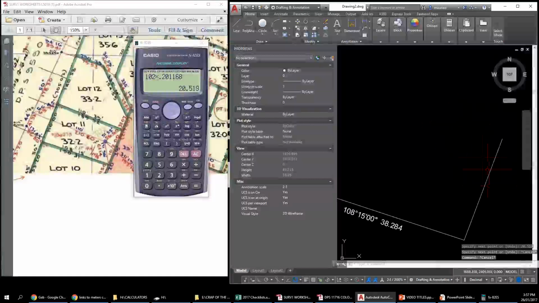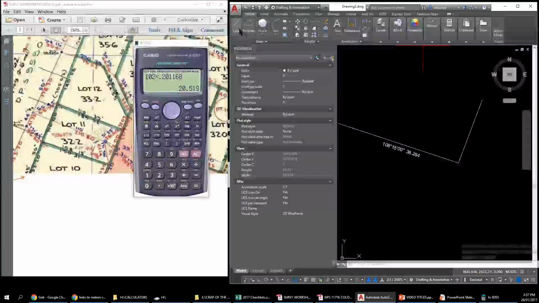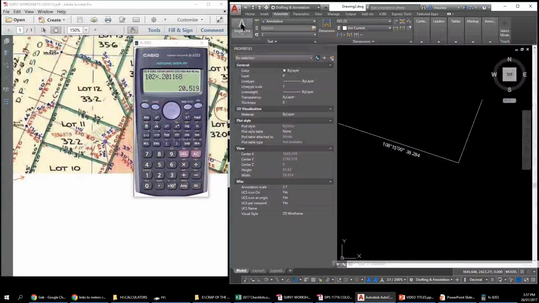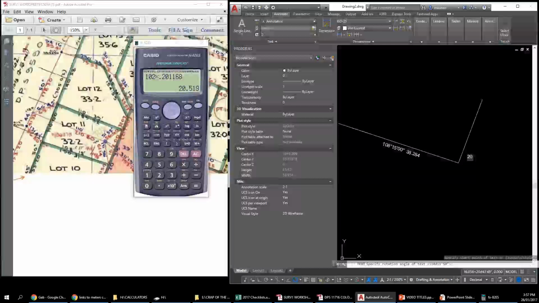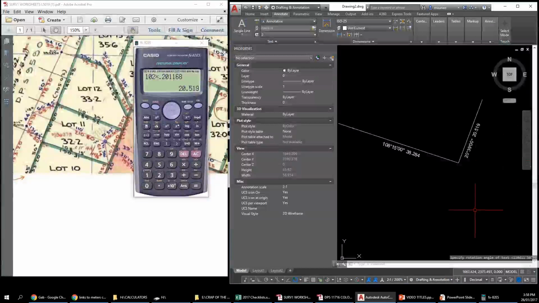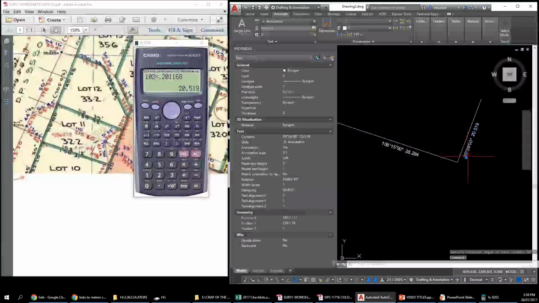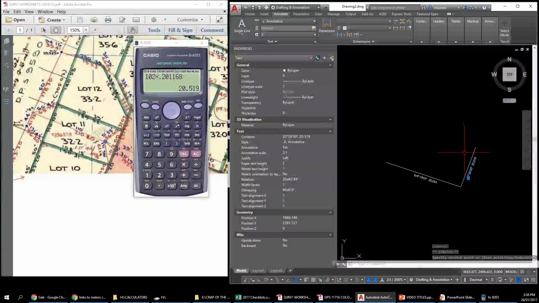Alright, so now let's put some text on that one there. So let's annotate, single line. Just go there like that. So I'll just go 20, out 248, 39 minutes, 00 seconds, double hit, 20.519. Okay, and then we can move that into position like that there.